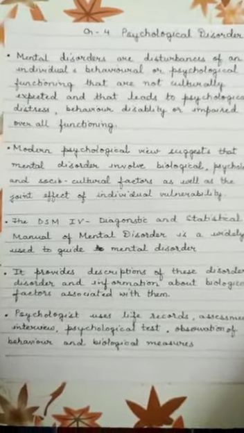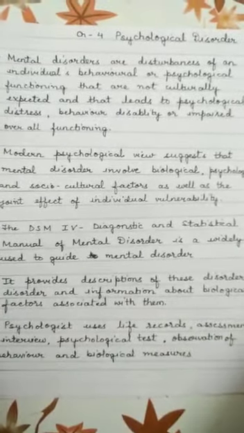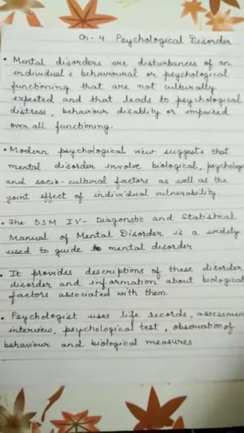Good morning, students. Today we are going to start with a new chapter, chapter number 4, psychological disorders. In this chapter we are going to discuss different types of abnormalities, and we will learn about different types of models that were developed in order to understand the causes of abnormalities. And secondly, we are going to discuss different types of disorders that people tend to suffer from.